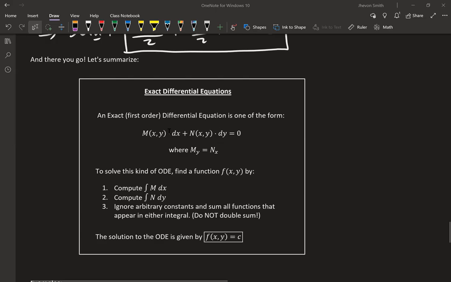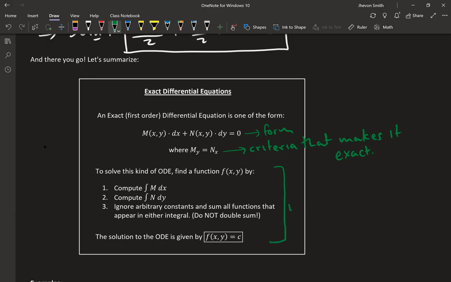So an exact first order differential equation has this form here. It looks like m dx plus n dy equals zero. So on the quiz, if I ask you, what is the form of an exact differential equation? You are going to write this down, and then you're going to tell me this criteria holds, right? So this is the form, this is the criteria that makes it exact. And this here is the method to solve, the method to find the solution of the above, right?